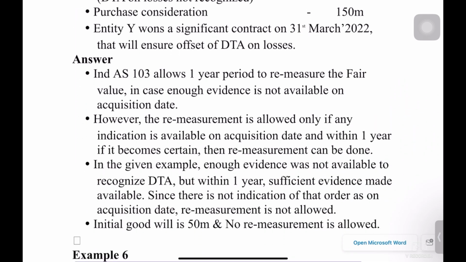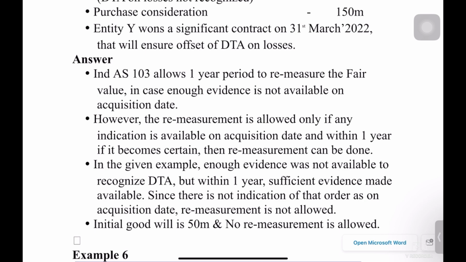So we'll just go through the answer. Ind AS 103 allows up to 1 year period to remeasure the fair value in case enough evidence is not available on the acquisition date. So that's well taken. However, the remeasurement is allowed only if any indication is available on acquisition date, and within 1 year, if it becomes certain, then remeasurement can be done. So there should be some kind of indication available on the acquisition date. Then if those indications become more certain, a remeasurement is allowed. Otherwise, a remeasurement is not allowed.